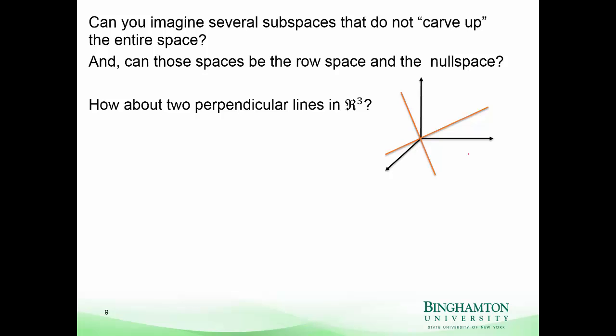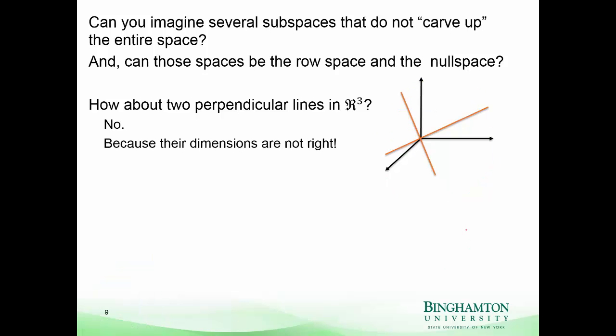and they don't quite carve up, so to speak, the entire space, in the sense that we could find a vector in R3 that we could not write as a linear combination with one vector from one line and one vector from another line, right? The only vectors that can be written as a linear combination of one from one and one from the other would be those things that lie on the plane in which those two lines lie.